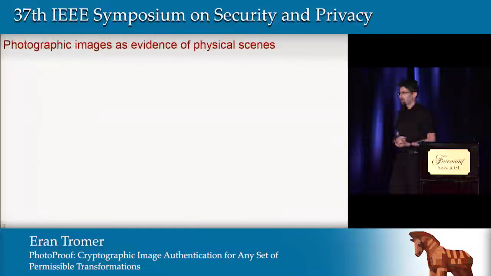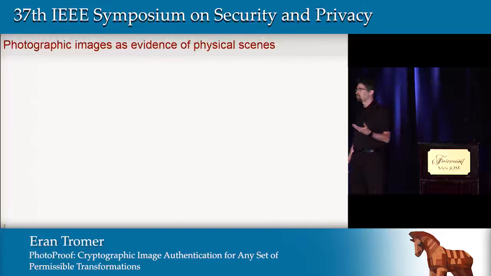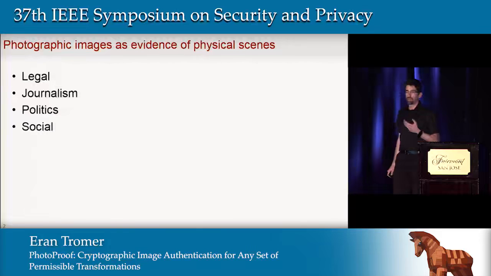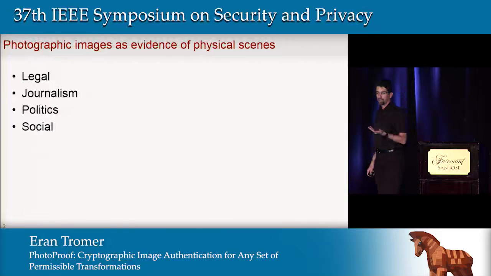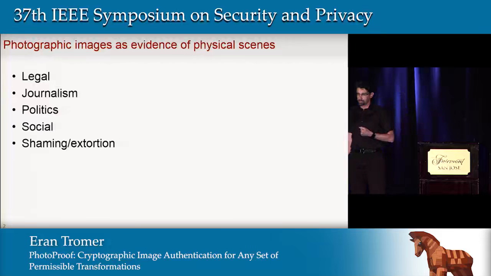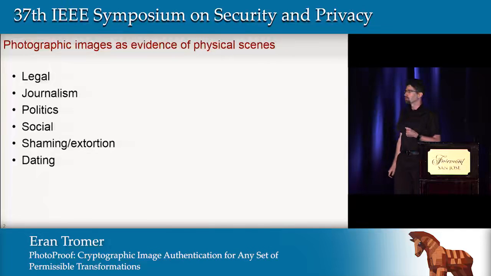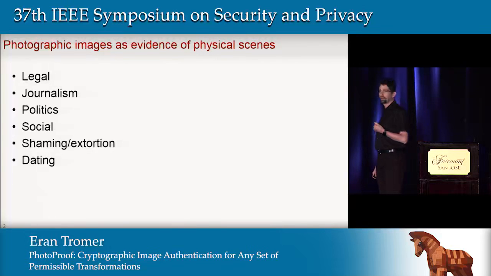Photographic images are nowadays ubiquitous, especially in the digital medium, and they are used as evidence that a certain physical scene once happened in reality. This happens in numerous contexts: in the legal context as legal evidence, in journalism, in politics, in social interactions of all sorts, whether positive or negative, as in shaming or extortion. It happens in dating websites as proofs of physical attractiveness. And perhaps in the most important form of images on the internet that frequently stretch our credulity about physics and physique, cats.